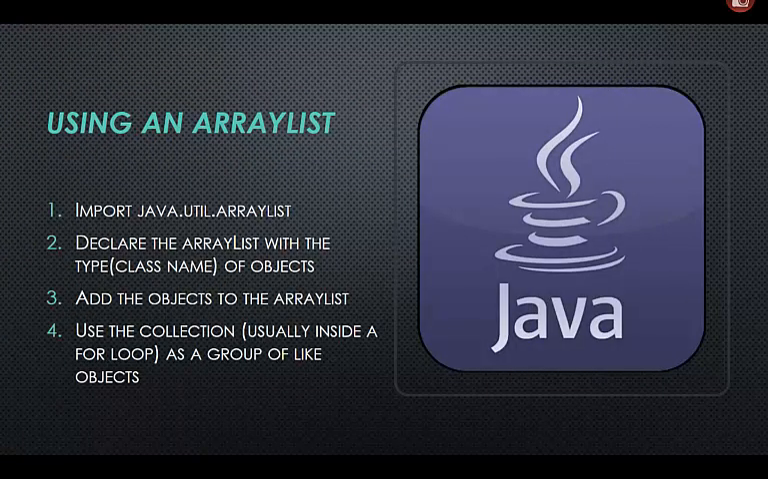When using an array list, we have to remember these 4 items. First, in order to use the array list, we need to import java.util.ArrayList from the Java API. Second, we need to declare the array list with the type of objects using the class name. Third, we need to add the objects to the array list. And fourth, once we've done that, we can use the collection of like objects as a group.